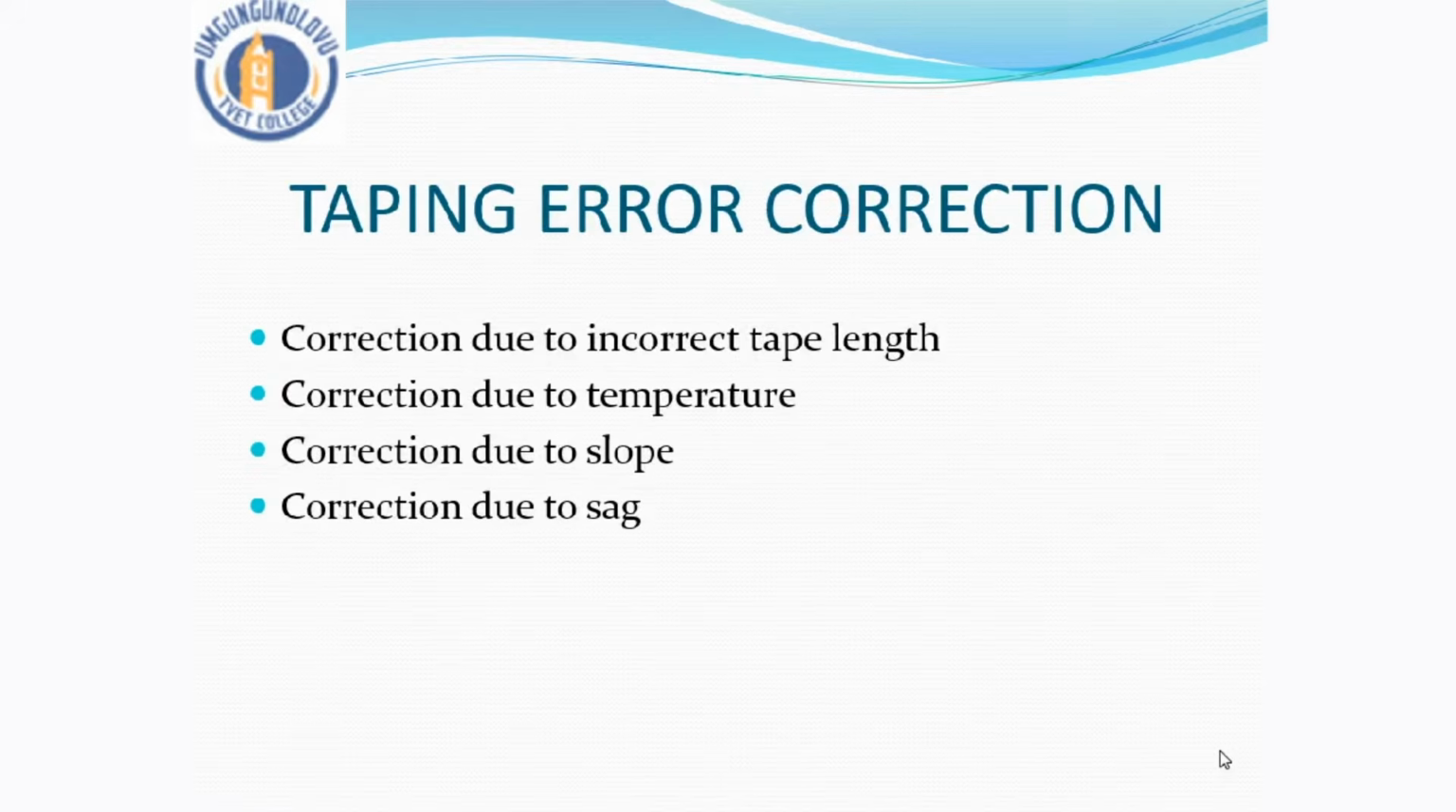So taping error correction. Basically today we'll be answering previous question papers that are related to the taping error correction. We'll be doing corrections due to incorrect tape length. Maybe we are taping with a tape length that is too short or too long. Then we need to do what? We need to do the correction. And we also have to do the correction due to temperature.